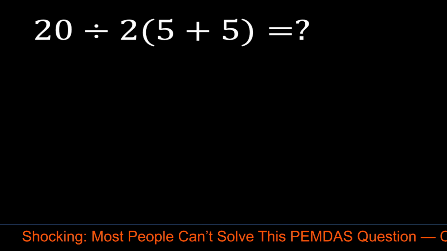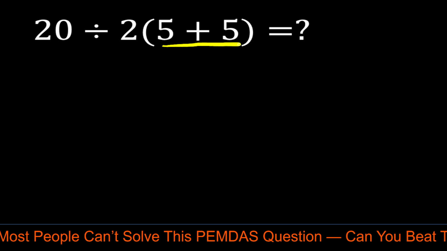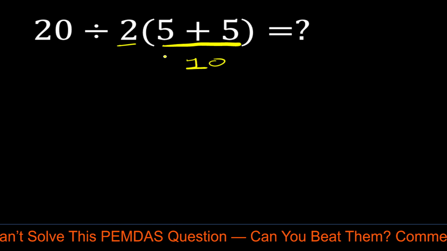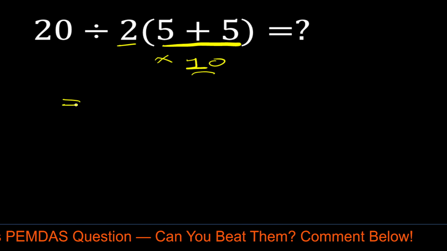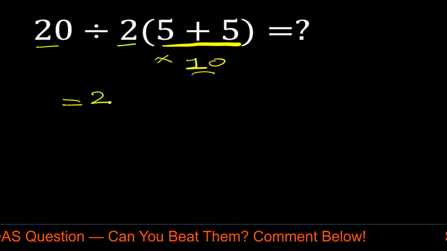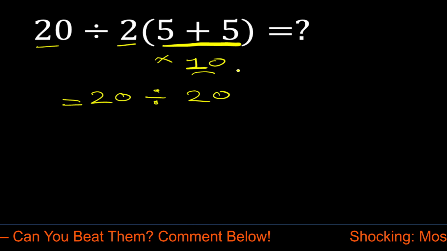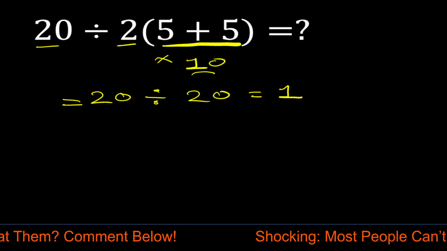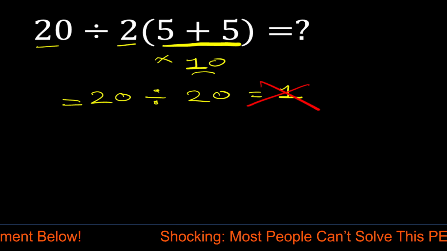So most people solve this question like 5 plus 5. So 5 plus 5 is equal to 10, right? Now 2 times 10. So 2 times 10 is equal to 20, right? So now 20 divided by 20. So 20 divided by 20 is equal to 1, right? But this answer is not correct.